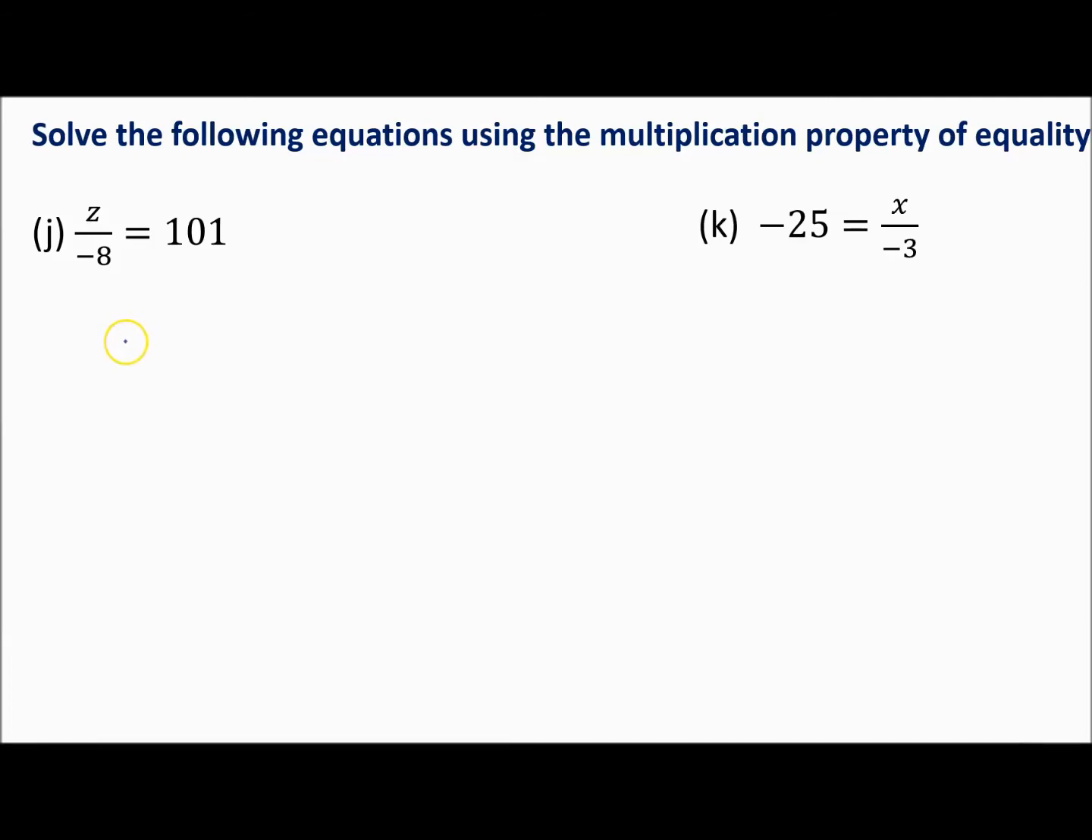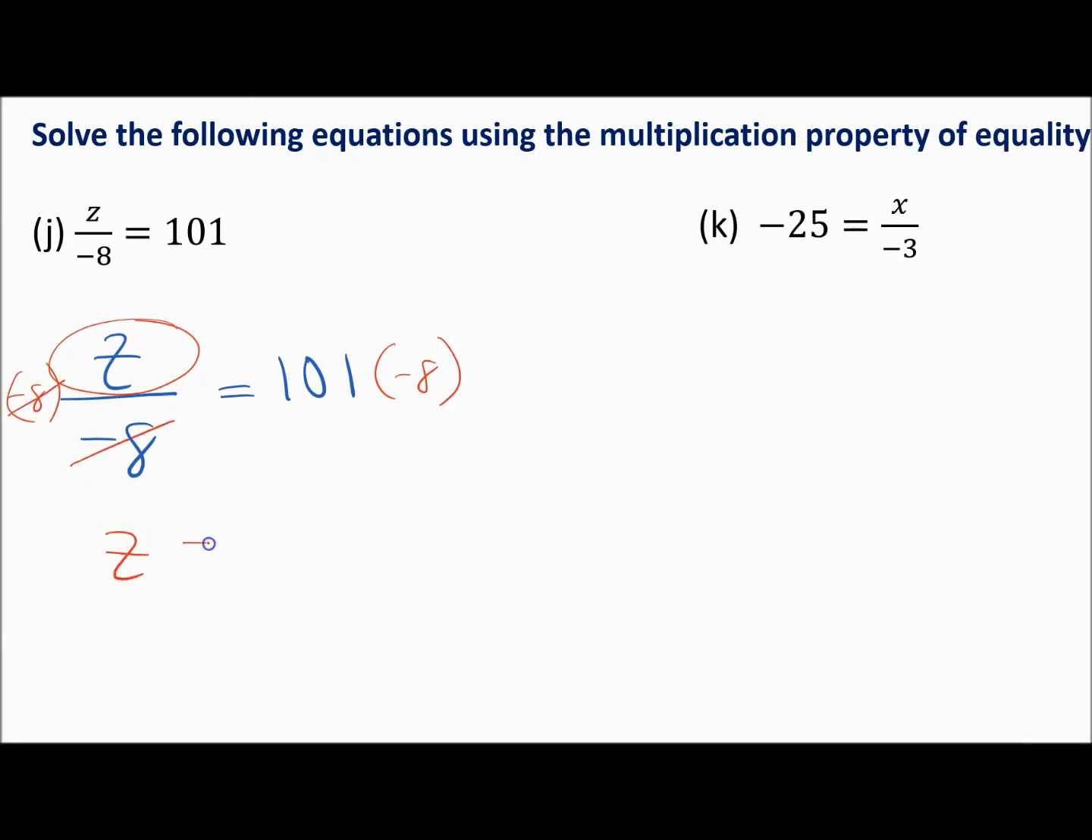I'm going to rewrite this problem for space purposes. So I have z divided by negative 8 equals 101. Now I'm trying to get this z by itself, which means I've got to get rid of that negative 8. It's being divided, so I want to do the opposite and multiply. I want to multiply the left side by negative 8, and I want to multiply the right side by negative 8. Now this negative 8 and this negative 8 cancel.